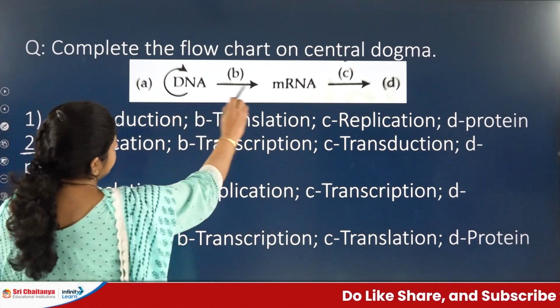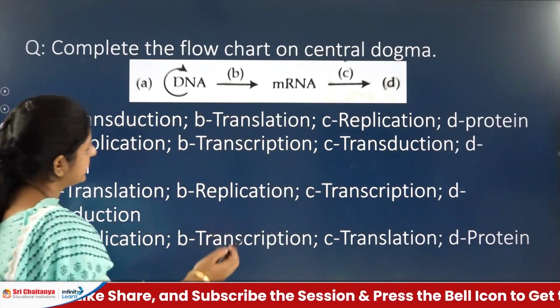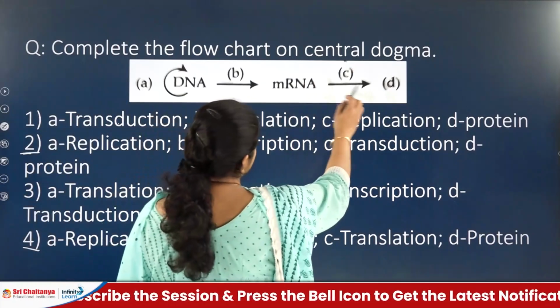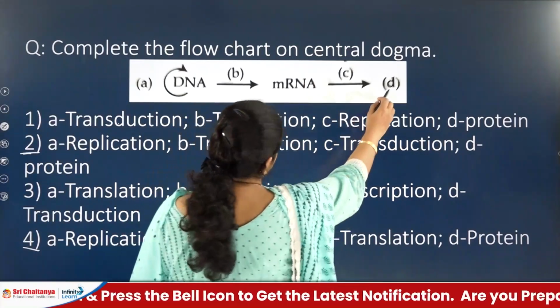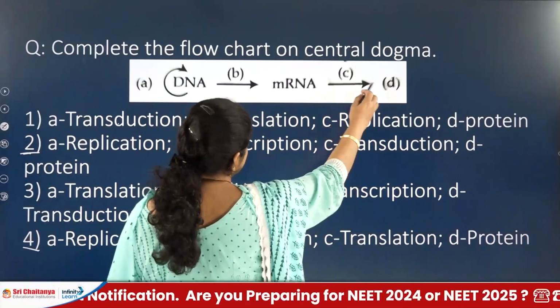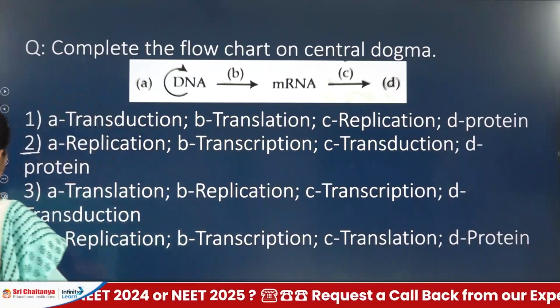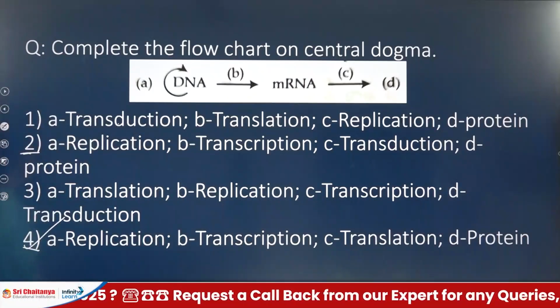It is the DNA forming mRNA. Definitely it is transcription. Let's check C now. This is mRNA forming what? Obviously the proteins here. So we have figured out 2 things: C is for translation, D is for the protein. So who is mentioning that thing? D. So our final answer here will be D.